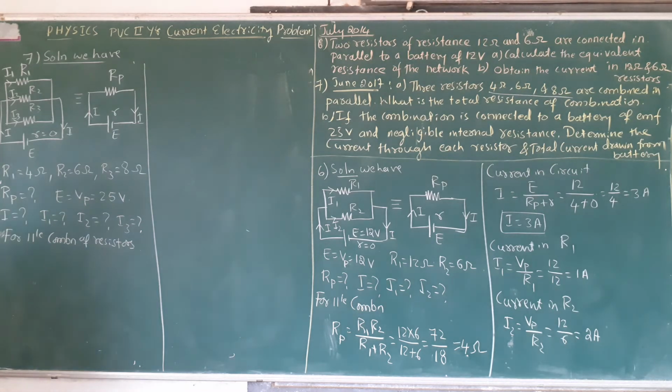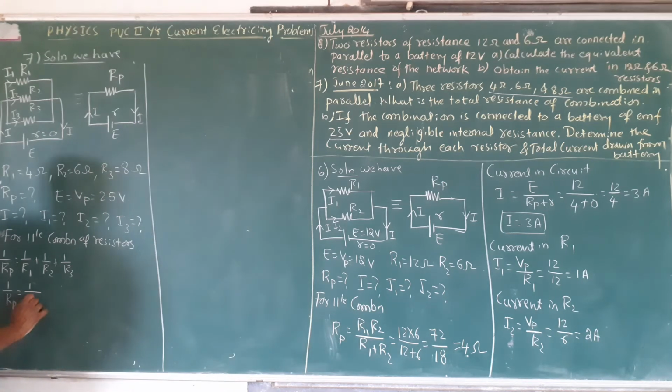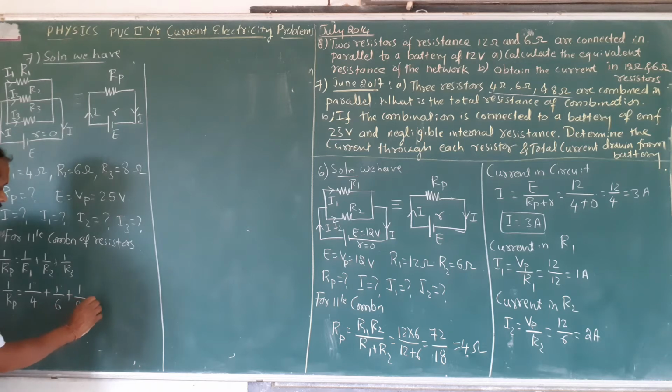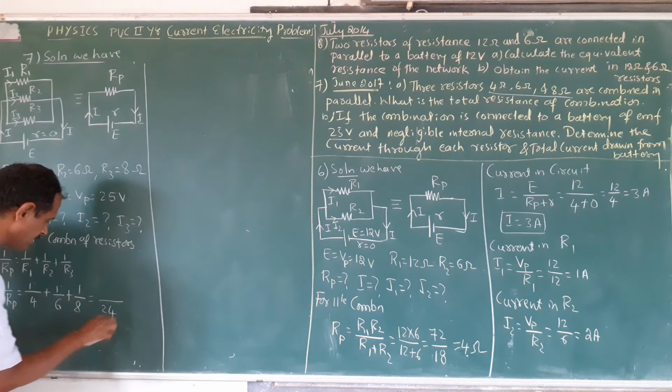For parallel combination of resistors, 1 upon Rp is equal to 1 upon R1 plus 1 upon R2 plus 1 upon R3. Therefore, 1 by Rp is equal to 1 divided by R1, which is 4, plus 1 by 6 plus 1 by 8. Now you get the LCM. 24 is the LCM.